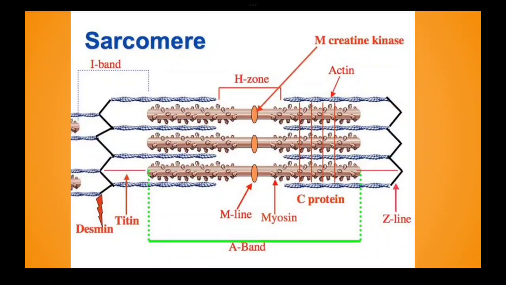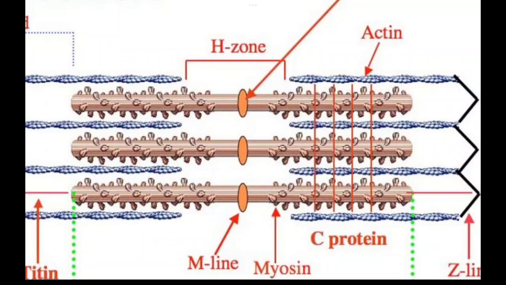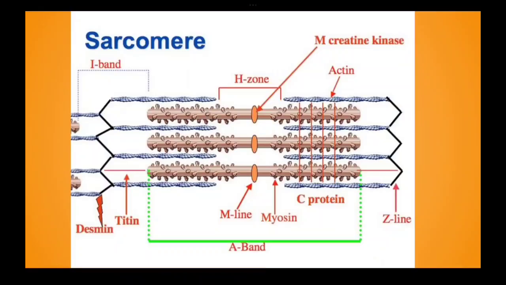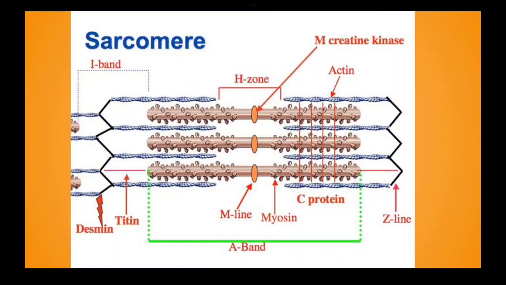Now coming to the H zone. The H zone is a central region within the A band where there are only thick filaments. No thin filaments are present. So in the I band, there are only thin filaments present. In the H zone, there are only thick filaments, that is, the myosin fibers alone are present.